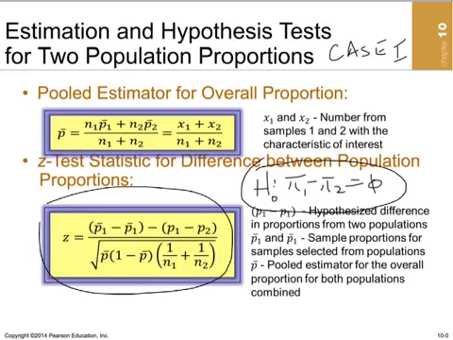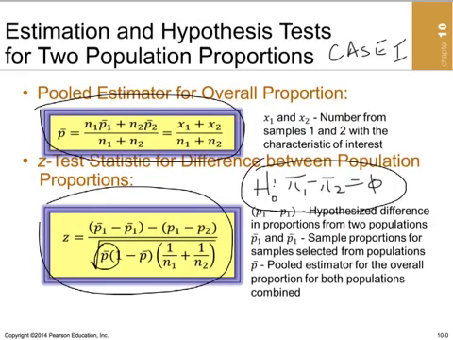But what you will notice in that test statistic is that we have a value P bar. And I'm going to explain to you very shortly why we need this particular value. To calculate P bar, we call it the pooled estimator for the overall proportion. And that pooled estimator is given here by this formula.